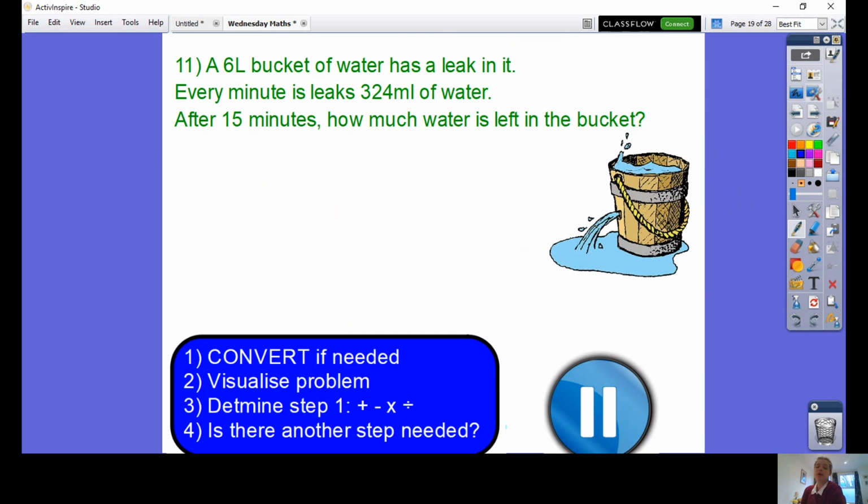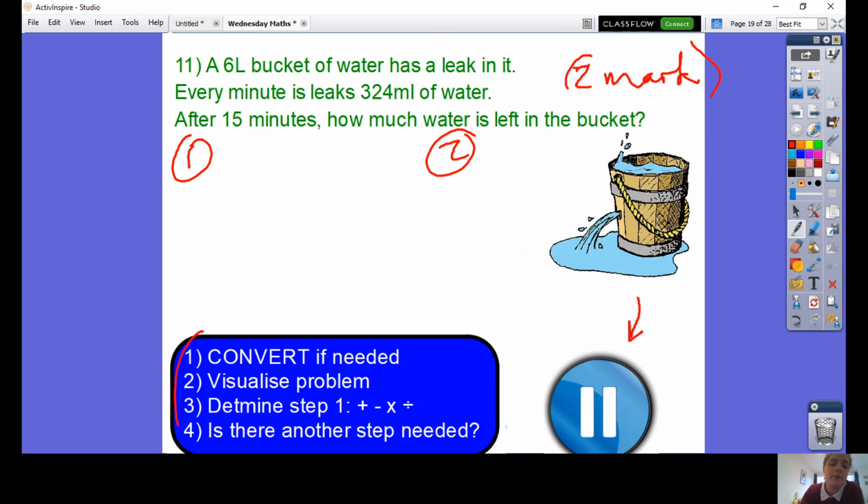I'm going to read you the problem and then you're going to pause it and have a go. A 6-litre bucket of water has a leak in it. Every minute it leaks 324 millilitres of water. After 15 minutes, how much water is left in the bucket? Remember, this is a 2-step problem, so do your first part and then your second part. If you don't have 2 calculations, it's going to be wrong for a 2-mark question, and this is a 2-mark question. Please pause the video and have a go, remembering to use all of the steps.